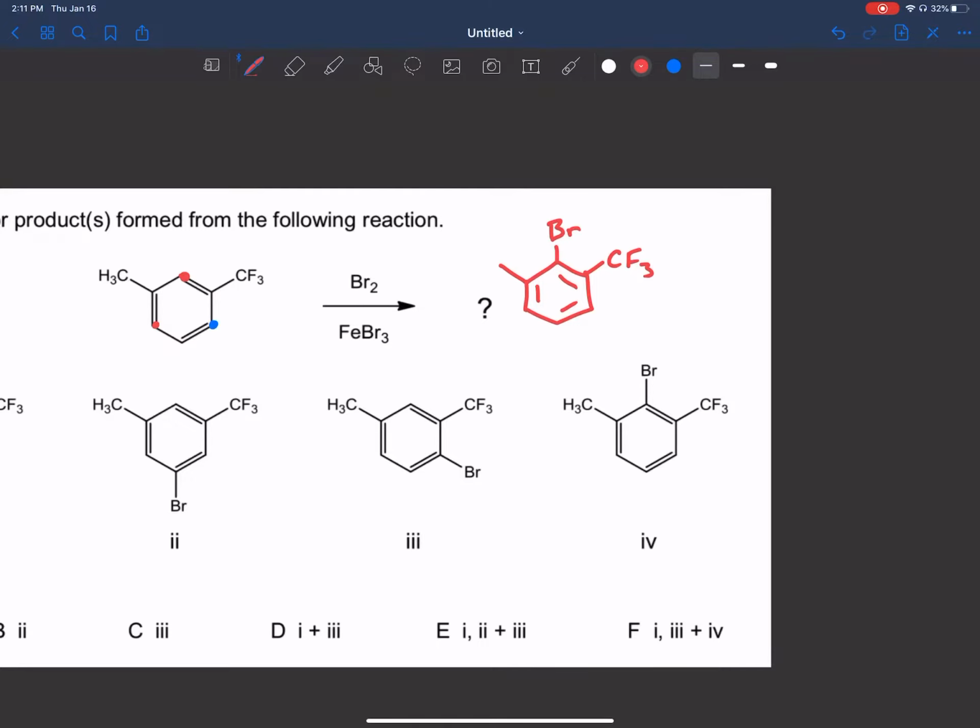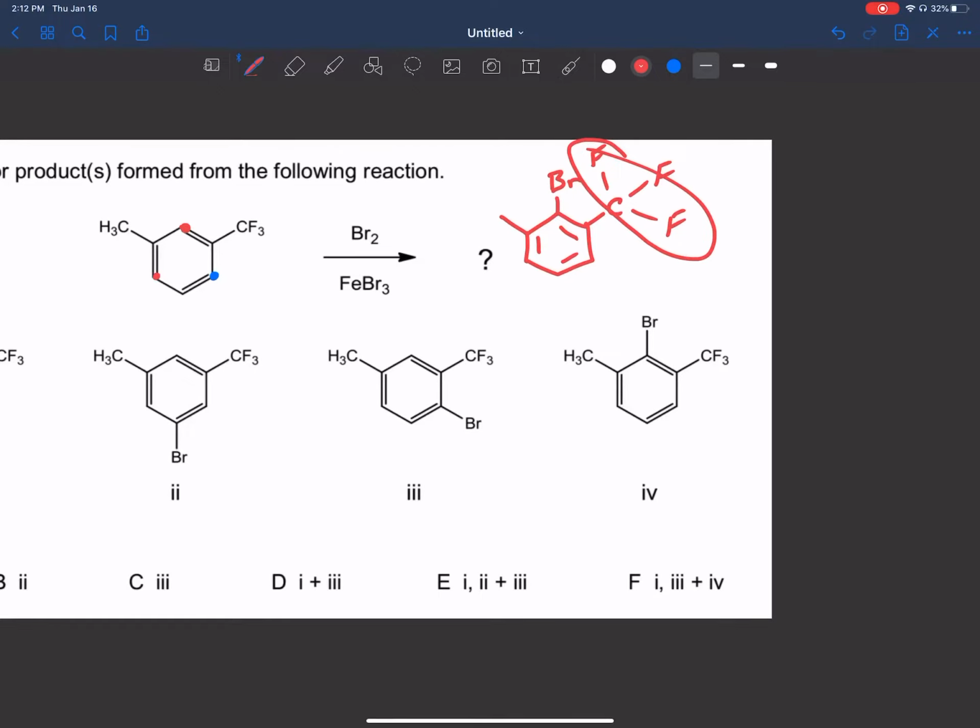Now, that could be problematic because we have to consider sterics. When you have two things on a ring, you always want to look at the sterics. This CF3 group is massive. It's a carbon with 3 fluorines. Those fluorines, think about them, they're like a helicopter. They can spin around, blocking off all this area. So to put the bromine there is not a good idea. The chance that it'll go there is going to be low.